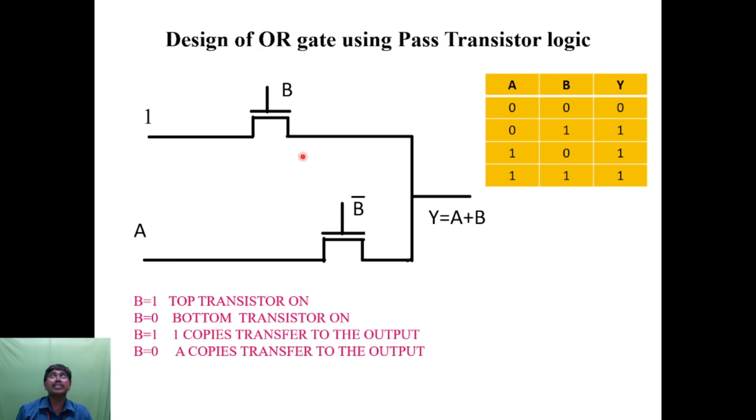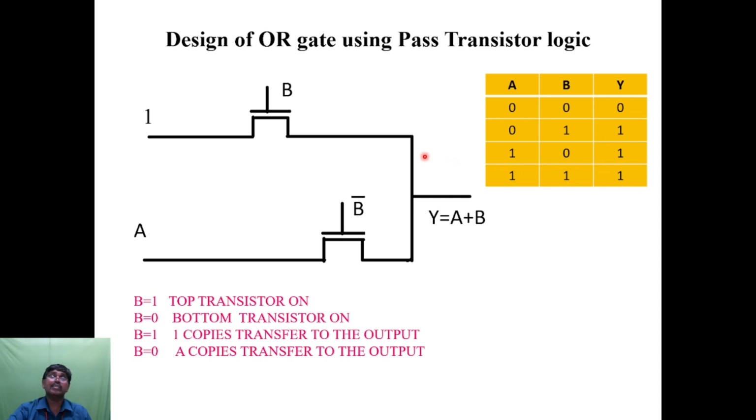Now we will see the next design, the OR gate using pass transistor logic. We are familiar with the OR gate equation, Y is equal to A plus B. Here is the truth table of the OR gate. Here both inputs are 0, output will be 0. If any one of the inputs is high, output will be high. So this is the truth table of the OR gate.